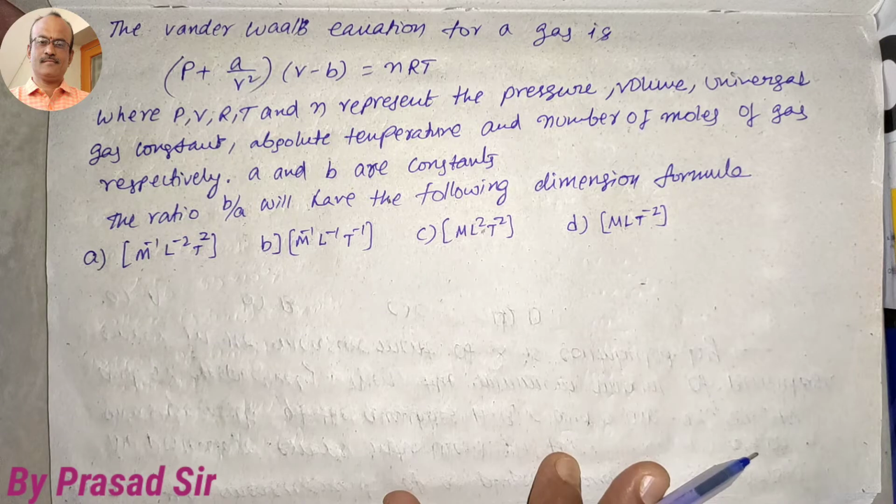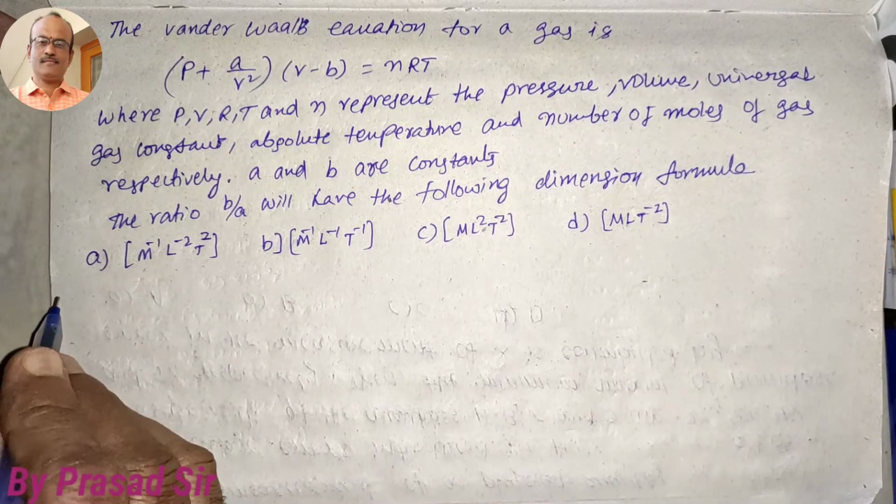Now the question number 31. The van der Waals equation for a gas is (P + a/V²)(V − b) = nRT, where P, V, R, T and n represent the pressure, volume, universal gas constant, absolute temperature and number of moles of gas respectively. But a and b are constants. The ratio b/a will have the following dimensional formula. A, B, C, D options are given.